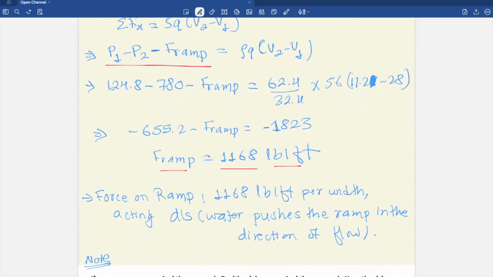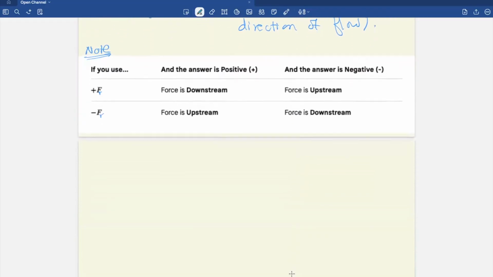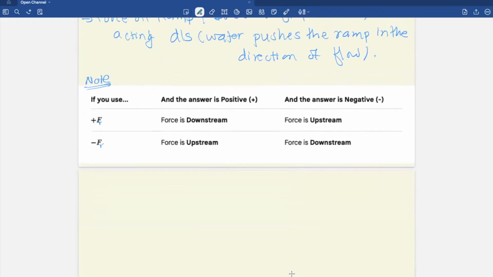And always check that your answer makes physical sense. The ramp slows the flow down and increases depth. So the water must be pushing against the ramp in the flow direction. If your force came out in the wrong direction, check your sign convention. And this is what I already mentioned and talked about.